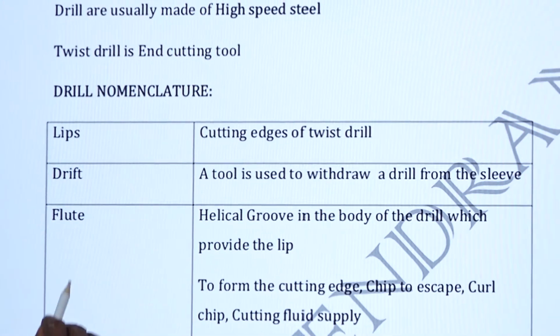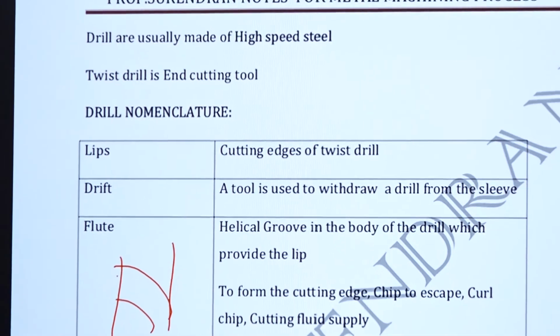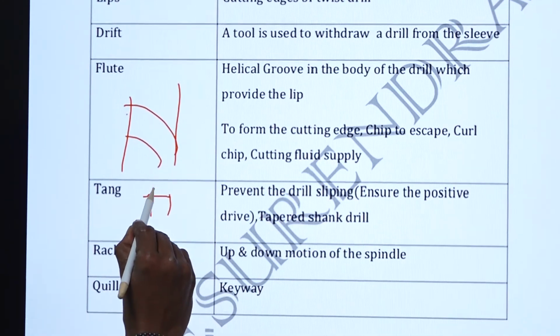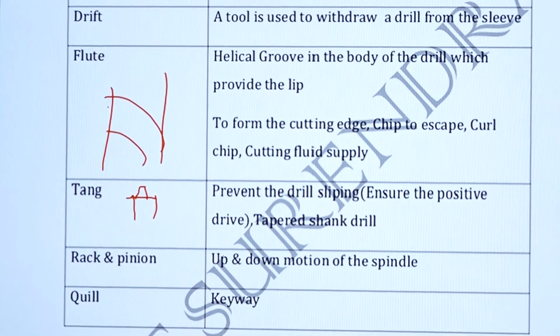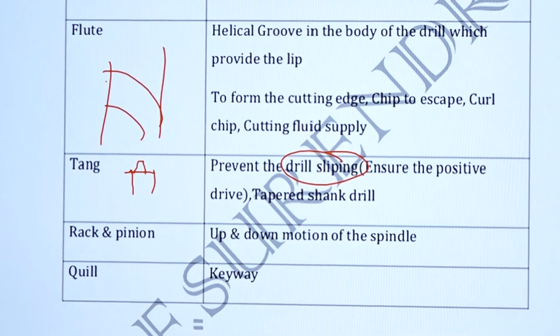Flutes are the helical grooves. So here we have the drill bit and the helical groove. This helical groove is the flute. Tang is at the end of the drill bit, and the tang prevents the drill from slipping.